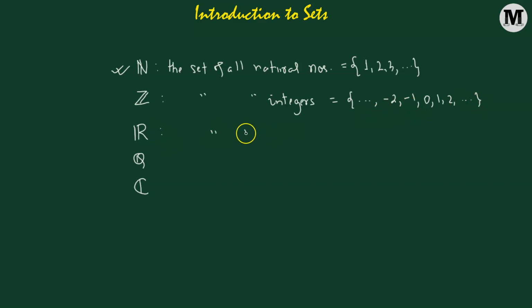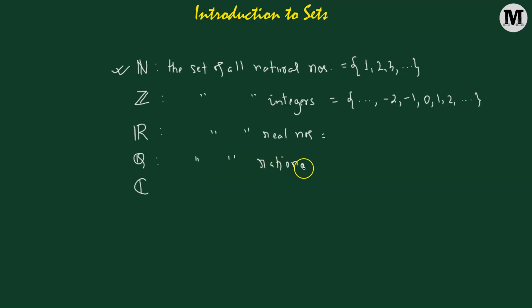R is going to be the set of all real numbers. The set of all real numbers will be including all the rational, irrational, as well as the natural numbers and all the integers. So here I'm not stating the tabular form. Then Q. Q is going to be the set of all rational numbers.